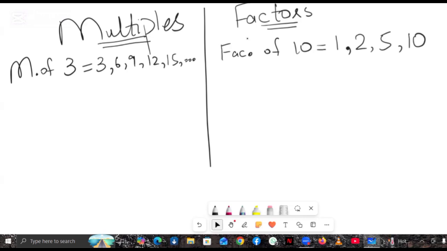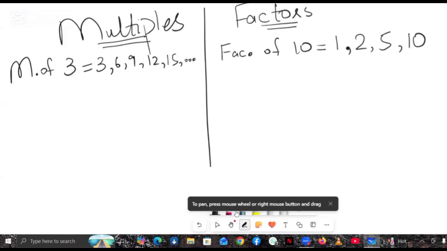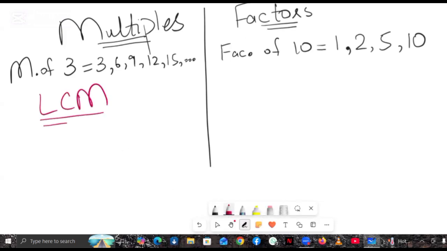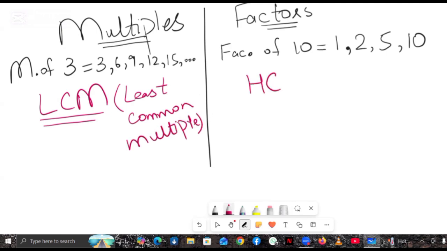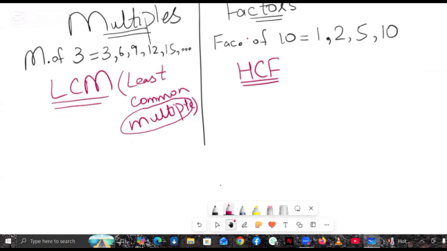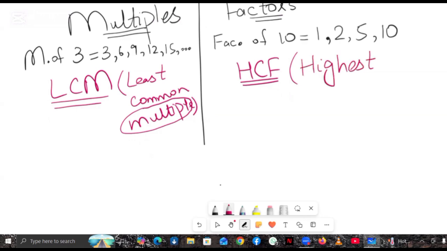Okay. Now, first of all, understand the concept of LCM and HCF. The full form of LCM is lowest common multiple. In LCM you are talking about multiples. And in HCF, the full form of HCF is highest common factor, or greatest common factor. And in HCF, we will talk about factors.